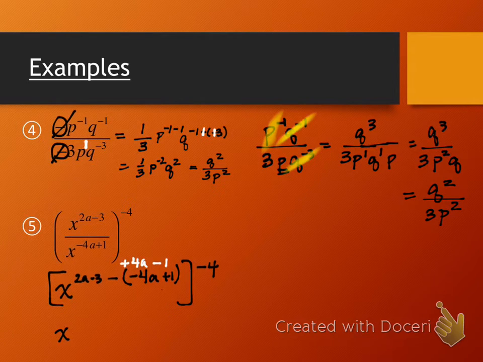So I have x. So now I have this 2a and this 4a, so that gives me 6a. And then I have this negative 3 and this negative 1, which gives me negative 4. And all of this is raised to the power negative 4. It actually looks a whole lot better than it did before already, doesn't it? It really does, without the fraction in there. Again, I have a couple of different options. What would you like to do next?